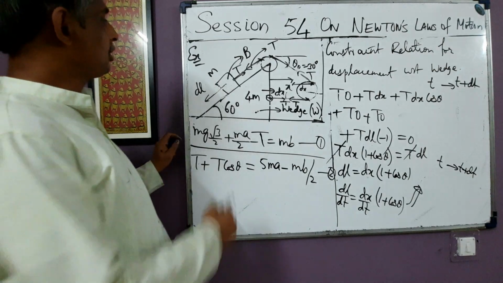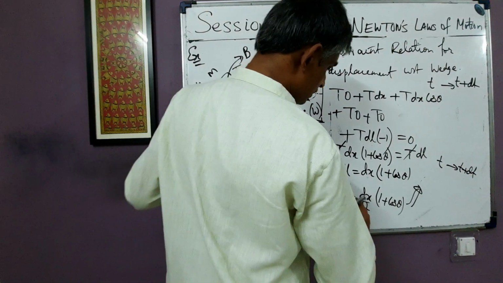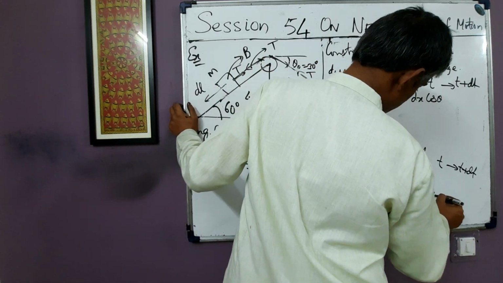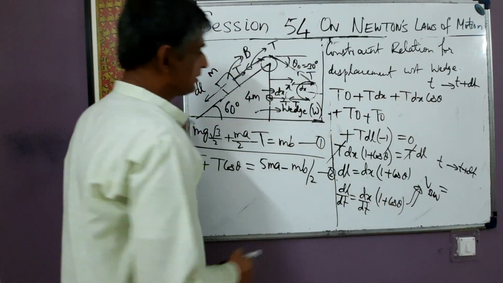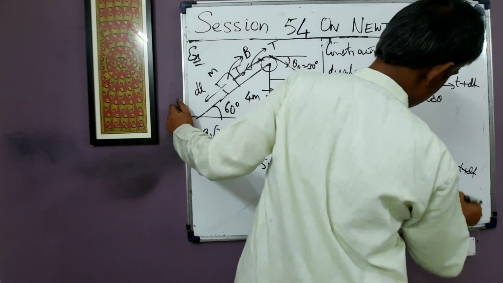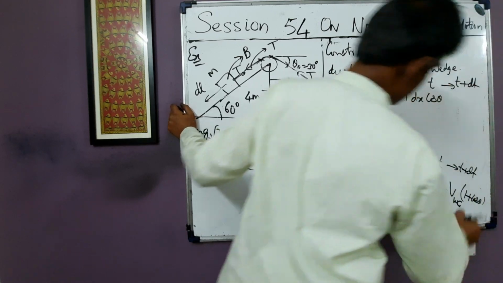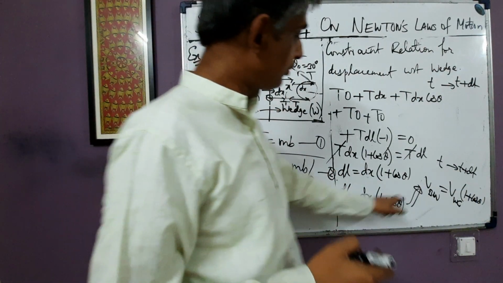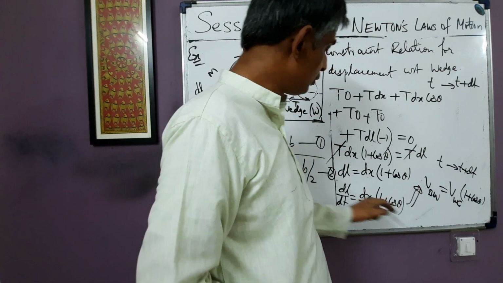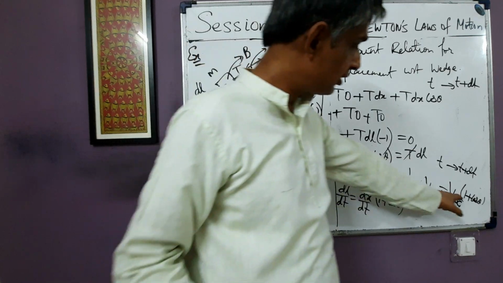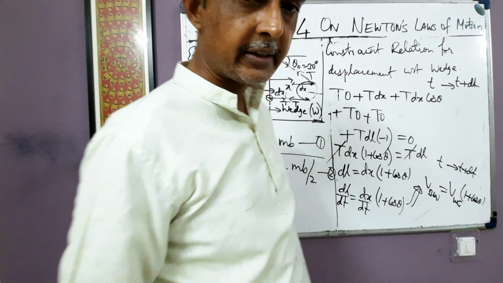Okay. Now what about dl by dt? It is nothing but the velocity of the block with respect to wedge. So let's call it VBW, velocity of block with respect to wedge. And what is dx by dt? It is the velocity of wedge with respect to ground, VWG, into 1 plus cos theta. Again you see, the constraint relation for displacement and velocity are of identical format. Just replace dl by VBW and dx by VWG, and we get the constraint relation for velocity.